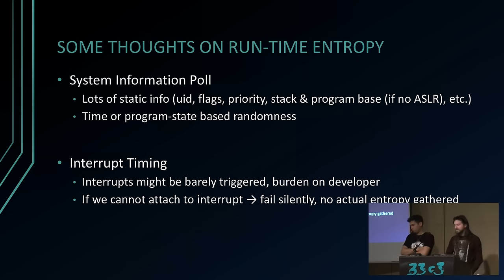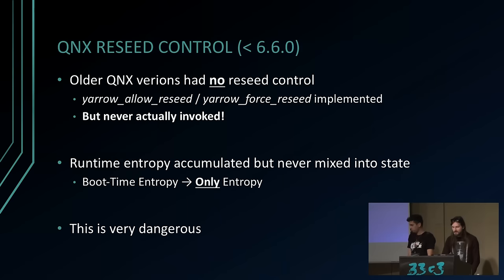When it comes to the interrupt timings, one of the big problems is that it really puts the burden on the developer, because the developer has to select which interrupts to draw the entropy from. So that means that they have to decide, are these quality sources, are they not triggered too periodically, etc. But this doesn't really matter, because in almost all QNX versions, there is no reseed control.